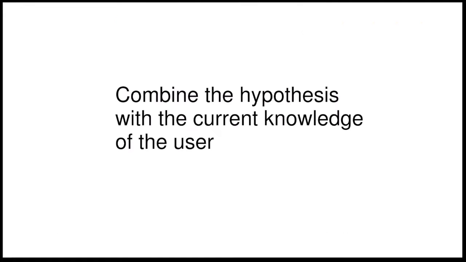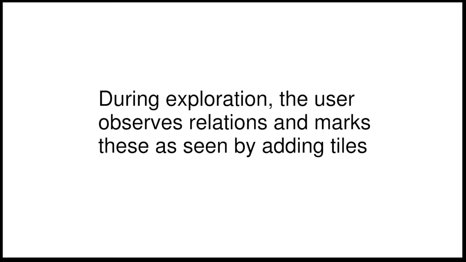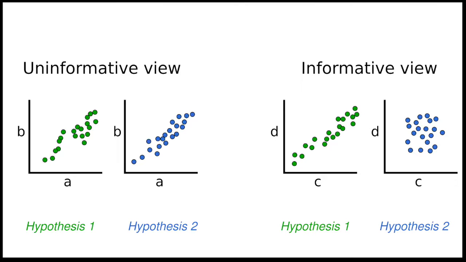The tiles also allow us to model the knowledge the user has concerning relations in the data. Everything can be expressed as tiles. When the user explores the data, he or she observes relations and marks these as seen by adding tiles. The goal is to present the user with maximally informative views of the data. In this example, the view on the right is more informative since the samples corresponding to the different hypotheses differ more.